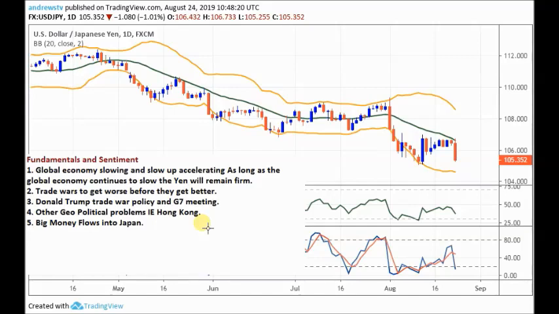When it's not looking good in the global economy, it's looking good for the yen. So big money flows are going into Japan. Japanese investors, the biggest overseas investors in the world, are pulling their money home. Foreign money is going into Japan. It's seen as a safe place to park your money in times of risk off. And Japan runs a huge current account surplus as well, which is bullish for the yen. So basically everything points to more yen strength longer term.